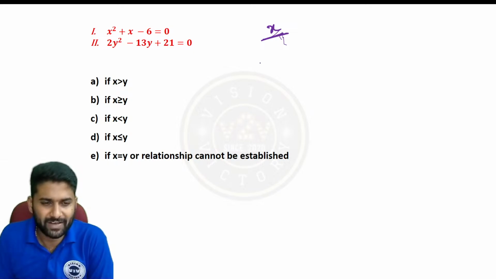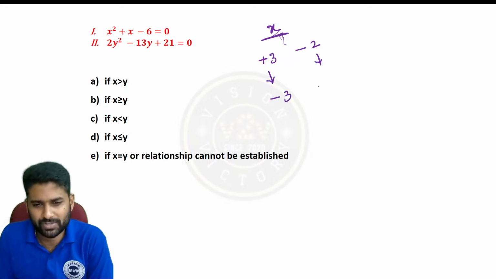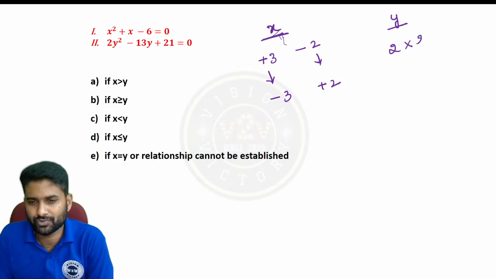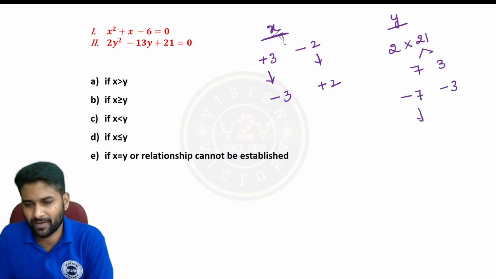Now see here, X factors means positive 3, minus 2. Final factors: minus 3, positive 2. Same way, find the y factors here. 21 you can take as 7 multiplied by 3. So minus 7, minus 3. Finally, positive 7, positive 3.